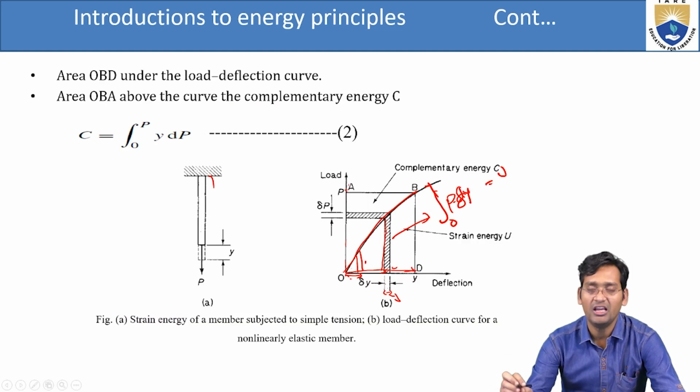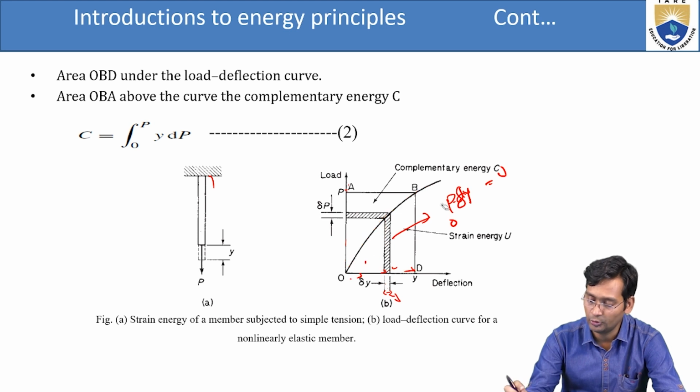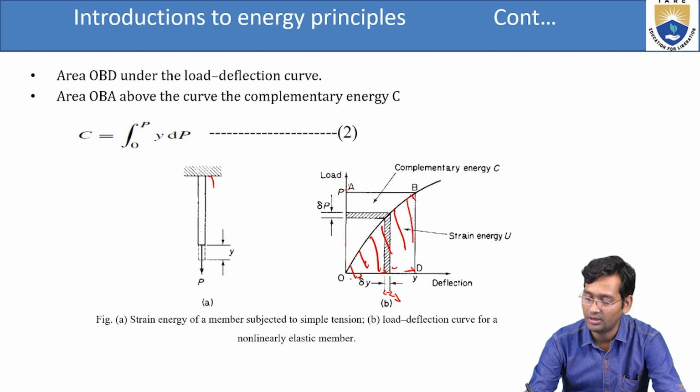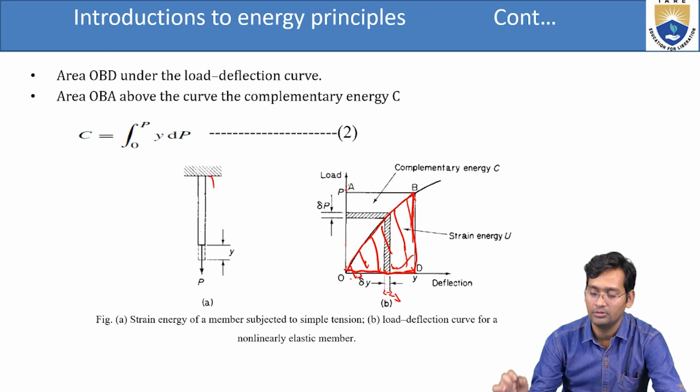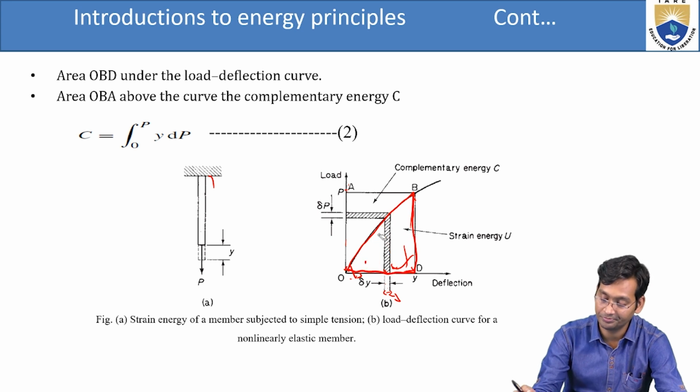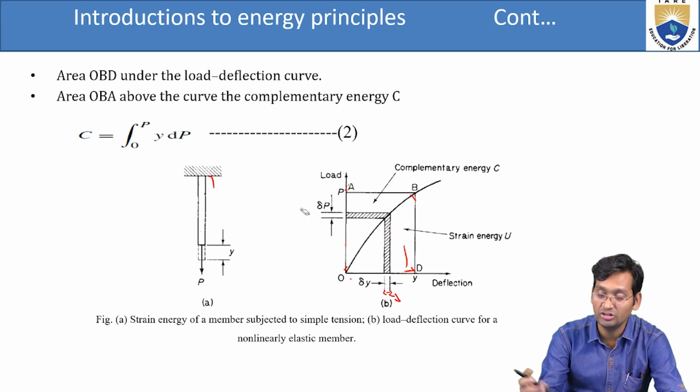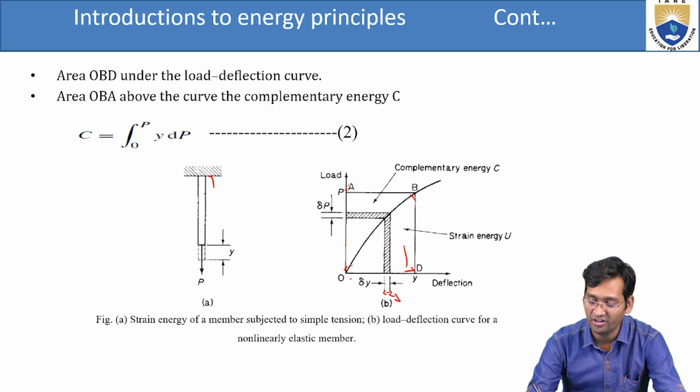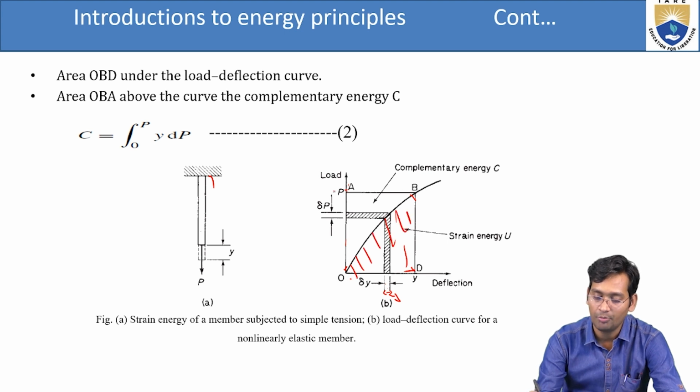Okay. Now area OBD under the load deflection curve. So area OBD, which area? This area. Just now we found, right? Up to this one. So this area is area OBD. Now what about the opposite area? So if this is the strain energy, right, then the opposite will be what?